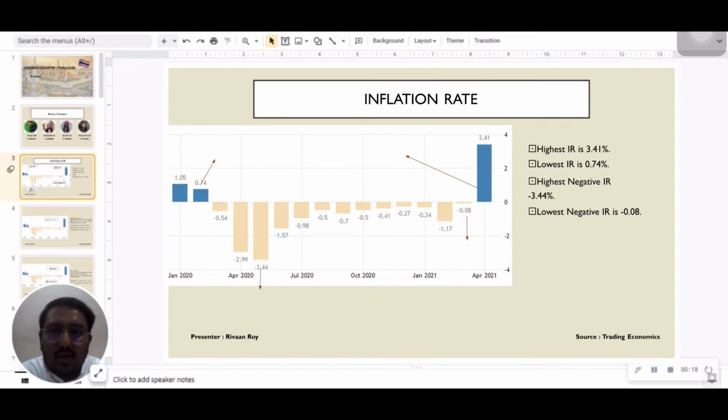So now I want to present the inflation rate for Thailand. First of all, here I have stated the word IR, which means inflation rate. According to the data from Trading Economics, the highest inflation rate is in April 2021, which is 3.41%, and the lowest inflation rate is in February 2020, which is 0.74%. The highest negative inflation rate is in May 2021, which is negative 3.44%, and the lowest negative inflation rate is in March 2021, which is negative 0.08%.